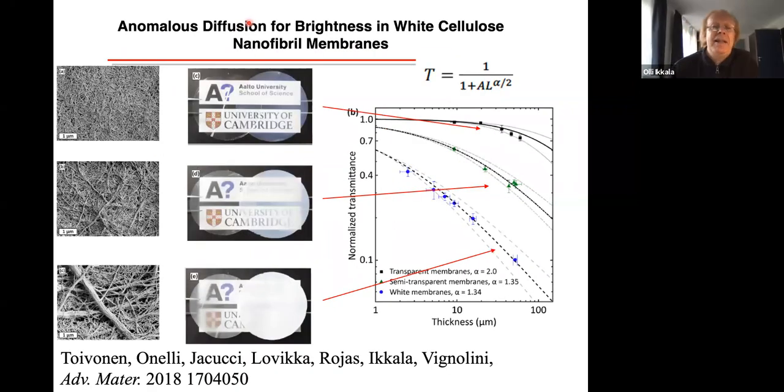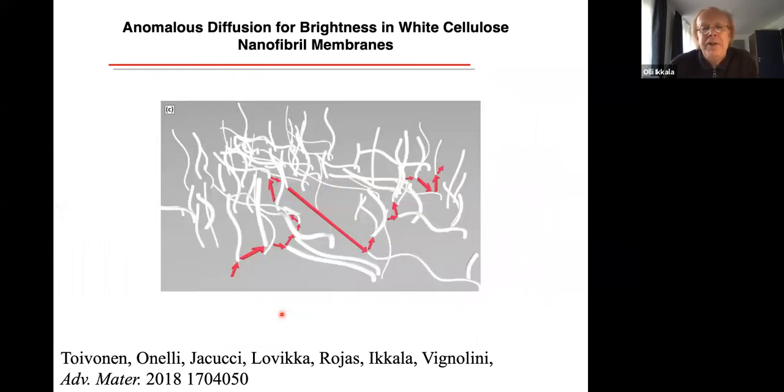Anyway, here you see that they really have different whiteness. Here is the standard way of making nanocellulose with fine fibrils and with the normal light diffusion, and it is semi-transparent. And here are the materials which have also thicker parts, and then you see that it is much more white. And what is thought is that the importance here is the disordered case, that there are thick fibrils, dense parts, and also so-called ballistic photons.